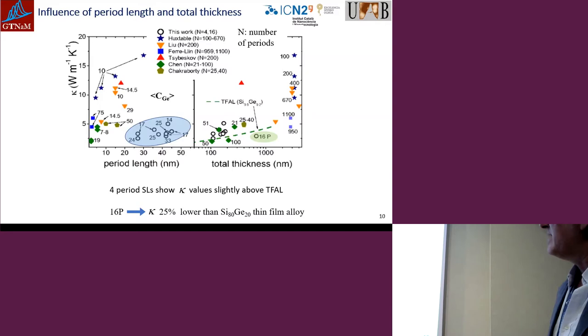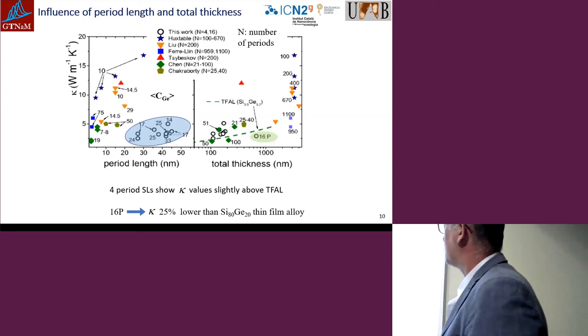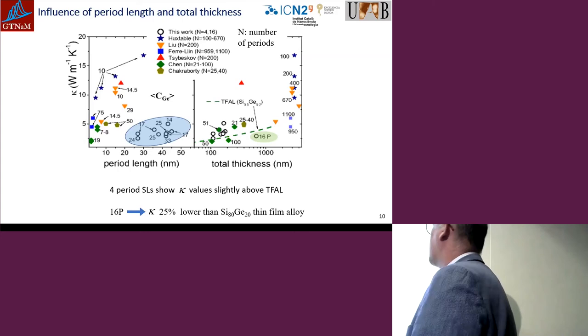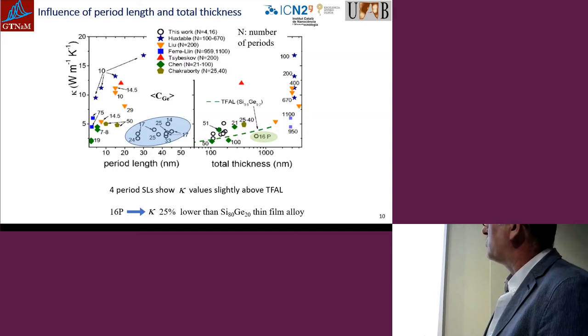And I'm also plotting here this dashed green line, which is the thin film alloy limit, which is a thin film with different thicknesses. And with germanium, it's an alloy, so it is not a superlattice, it's an alloy. And it has, in this case, a germanium concentration of 20%, which is similar to some of our superlattices and smaller than some other ones. Our superlattices go from 17 to 25 or 30%. So we have, in all cases, that the thermal conductivity of the superlattice is more or less similar or slightly above the thin film alloy limit.